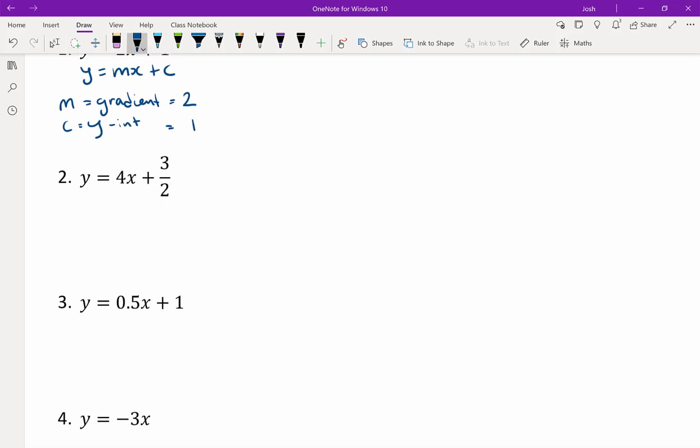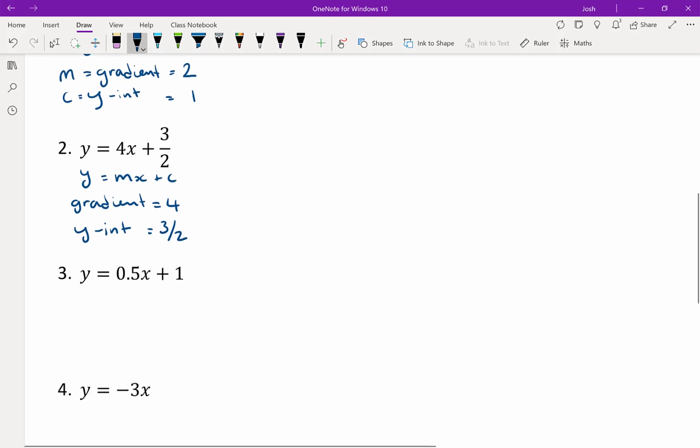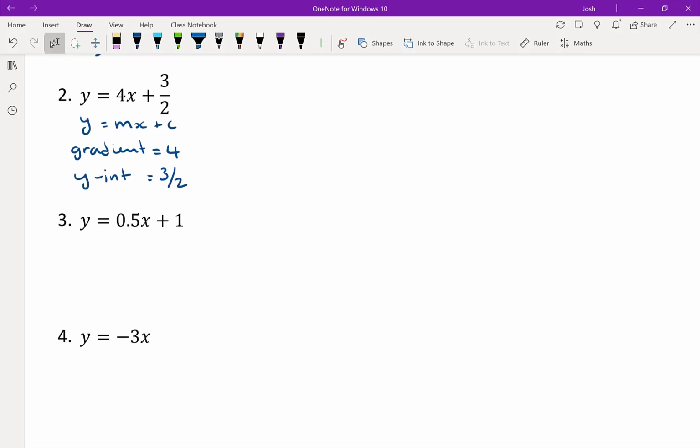So for the second one, again, matching it up, y equals mx plus c. So my gradient is equal to 4. My y-intercept is equal to 2. Thirdly, again, y equals mx plus c. So m, my gradient, is 0.5. And c here is equal to 1.